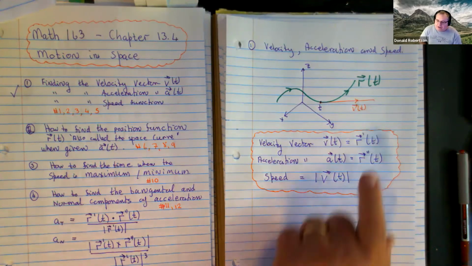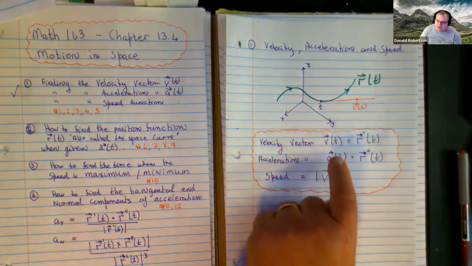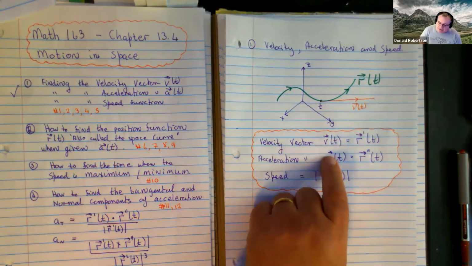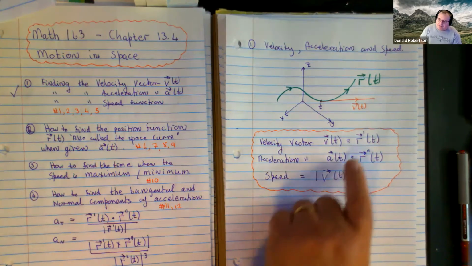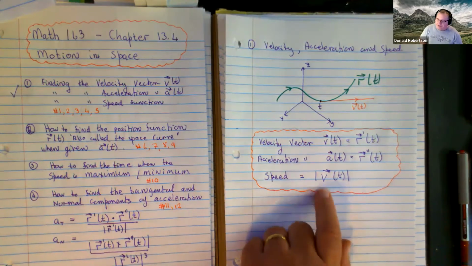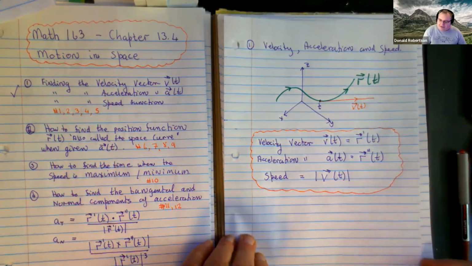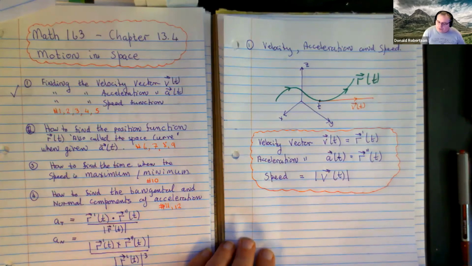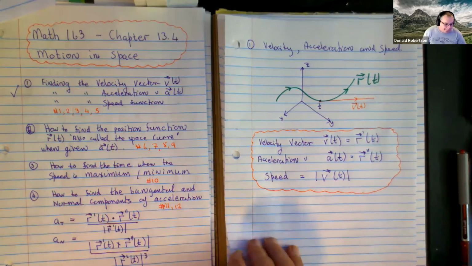So if I give you an r of t, a space curve, you're happy that the first derivative is velocity, the second derivative is acceleration, and then the magnitude of this guy here is your speed. And you might or might not have to do some perfect squares and square roots when you do speed.